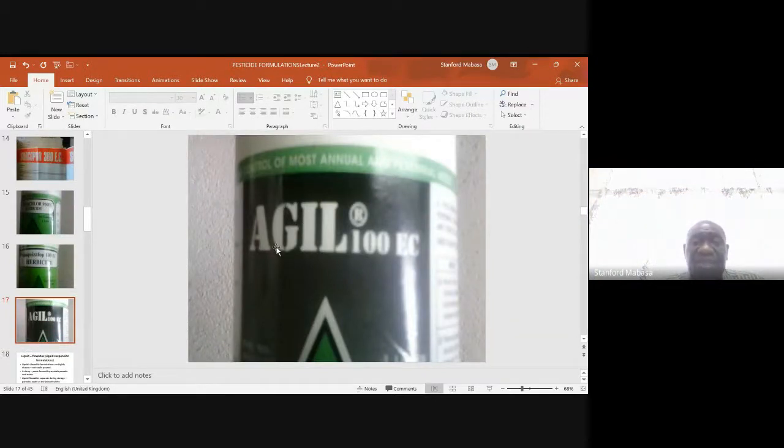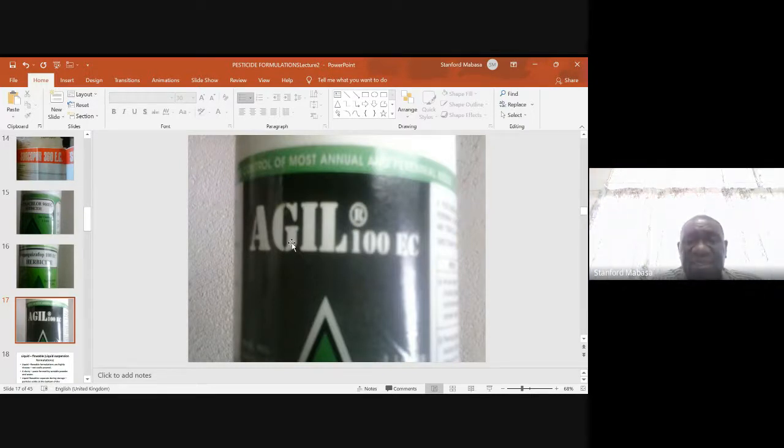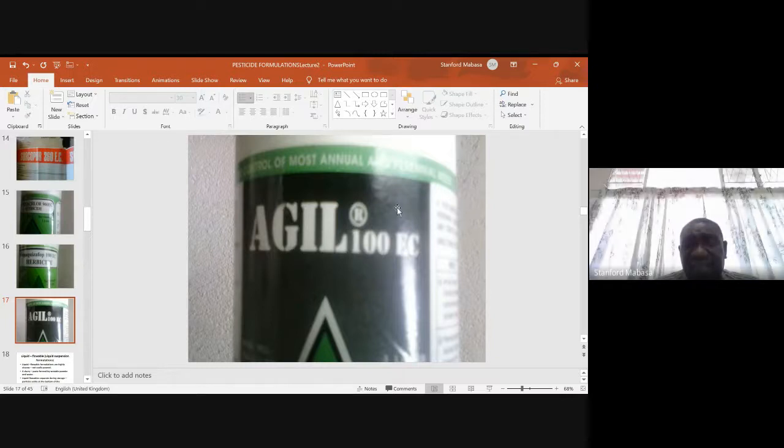Probably you have heard about Agil. I think it's the herbicide which can be used to kill grasses in groundnuts. It has this EC. So if you see EC on the container, it means emulsifiable concentrate.